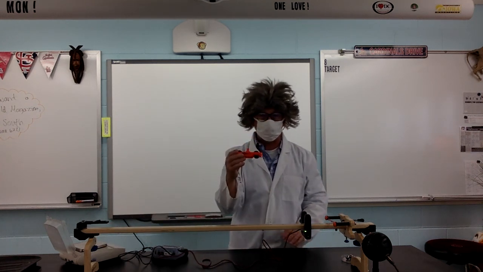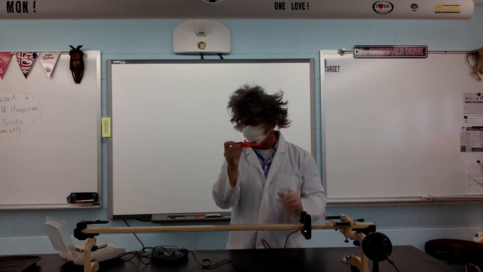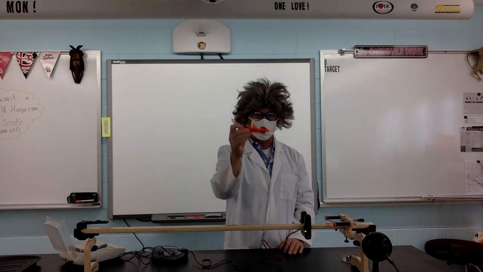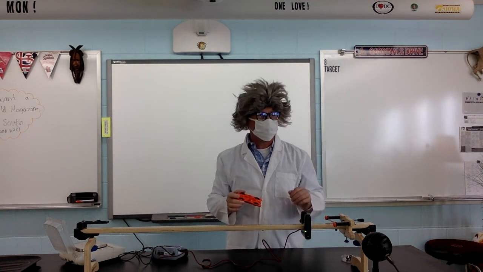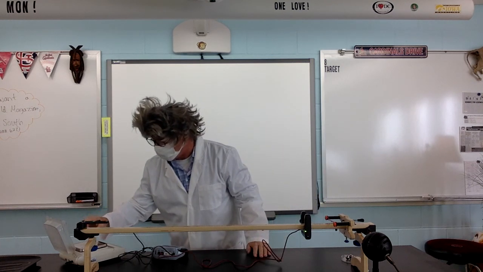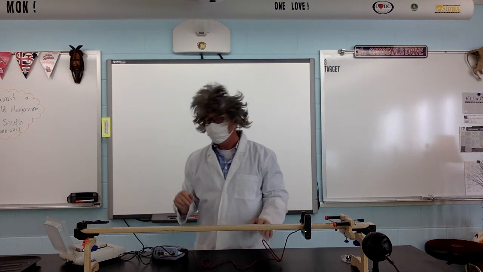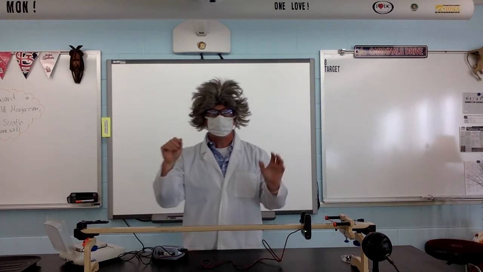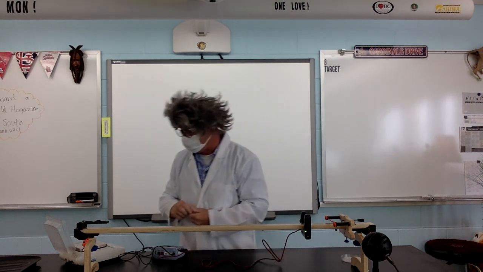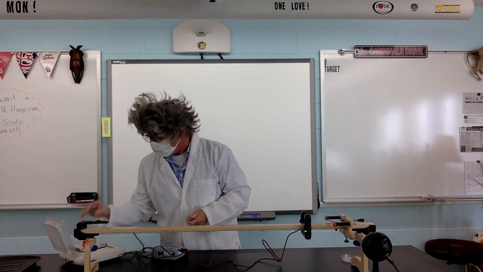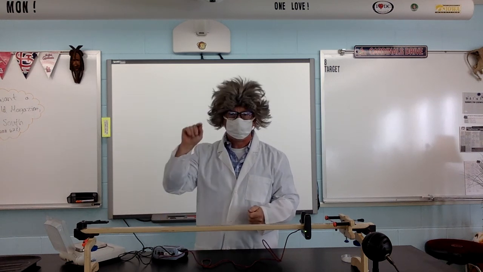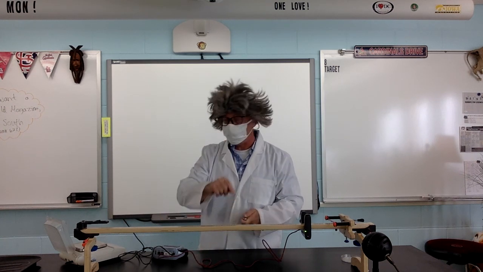You're going to collect the mass of this car. So get ready in your data table. There's going to be a mass of the car with no marbles, the mass of a car with one marble, then two marbles, then three marbles. So here we go. The mass of one car with no marbles is 56 grams. Record that in your data table. The mass of a car with one marble is 84 grams. Record that in your data table.